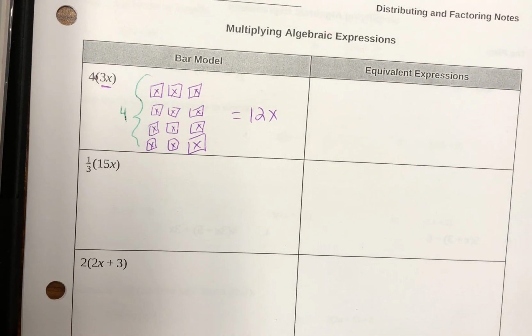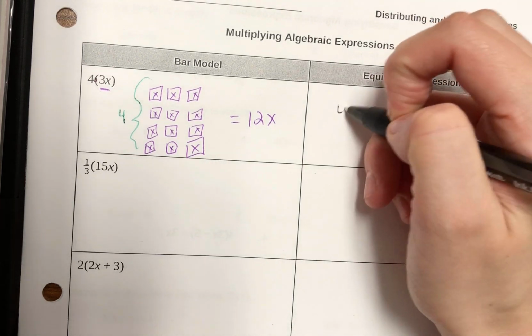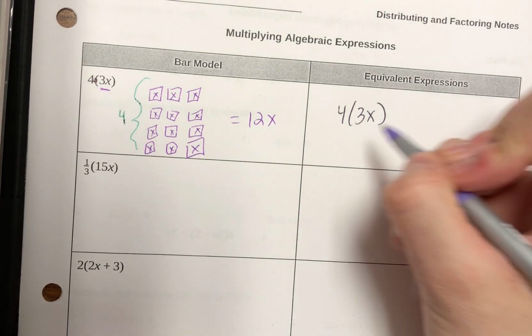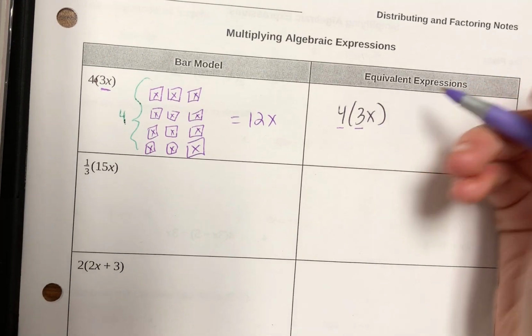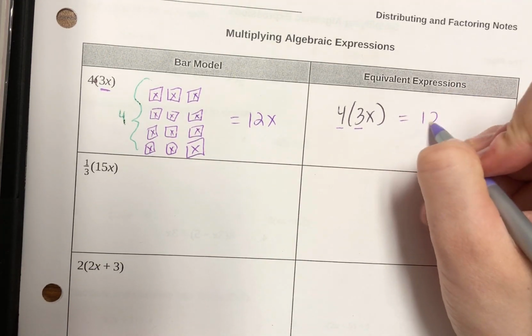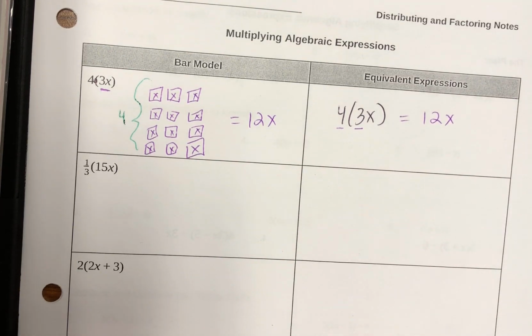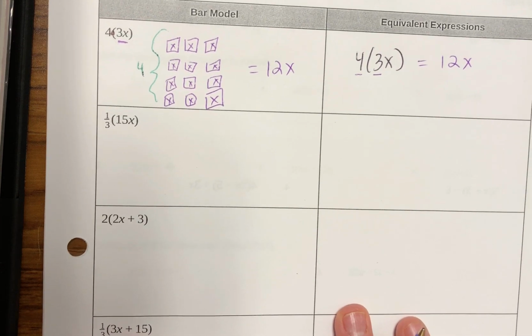We could also look at this just looking at the expression 4 times 3x. And when you see an expression like this, this means that you multiply the coefficient by the number out in front. So 4 times 3 is 12 x's. Let's look at this with a few more examples.